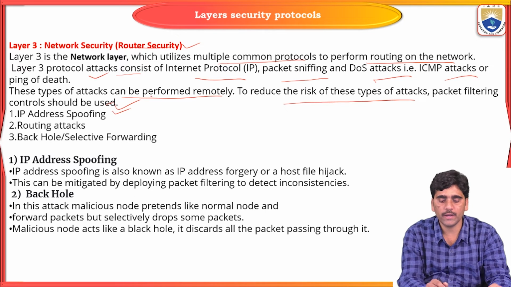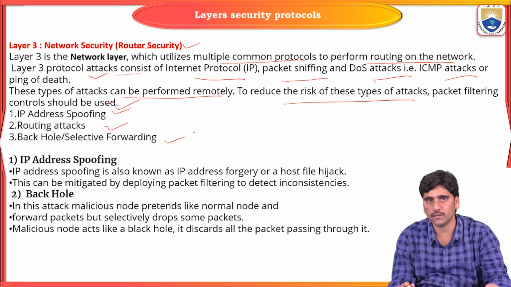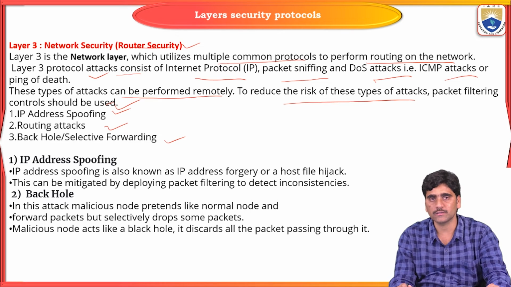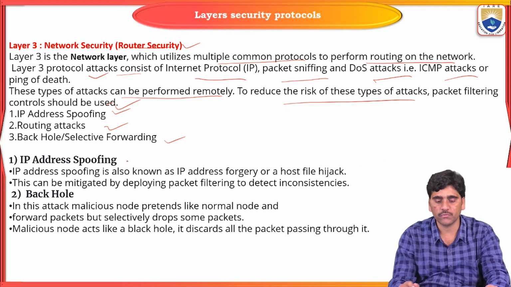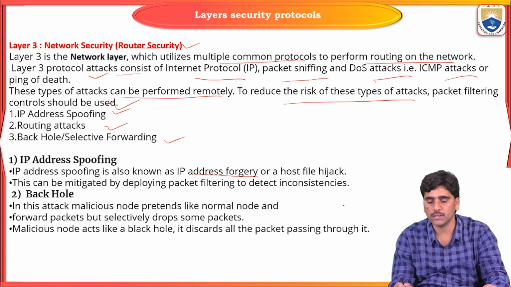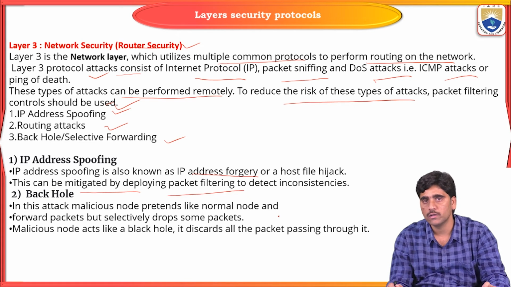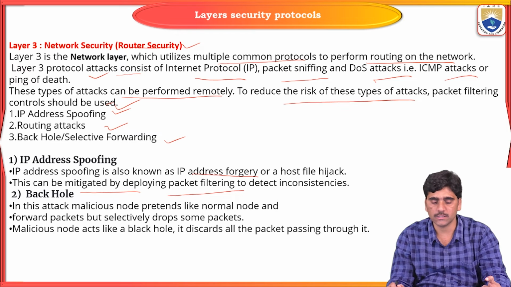IP address spoofing, routing attacks, and black hole or sensitive forwarding are some types of attacks. The first one is IP address spoofing. It is also known as IP address forgery or a host file hijack, and it can be mitigated by deploying packet filtering to detect inconsistencies.